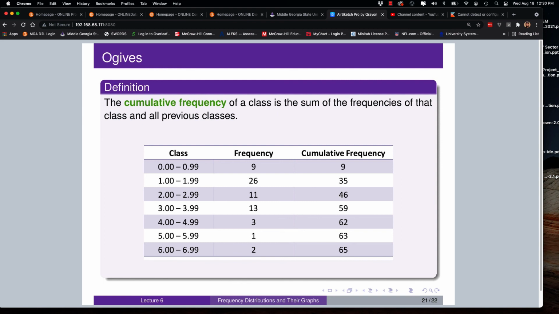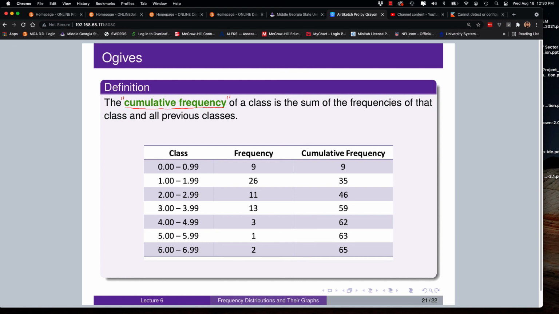The cumulative frequency is something we haven't discussed before, but it's kind of simple and makes sense. The cumulative frequency is just the sum of the frequencies for the class you're interested in and all previous classes that came before it. So it's just a summation of the classes.